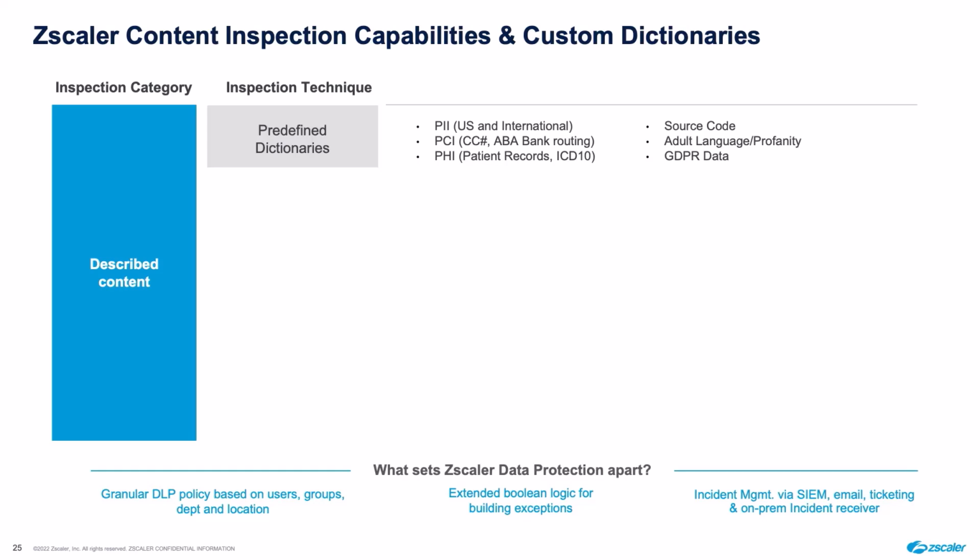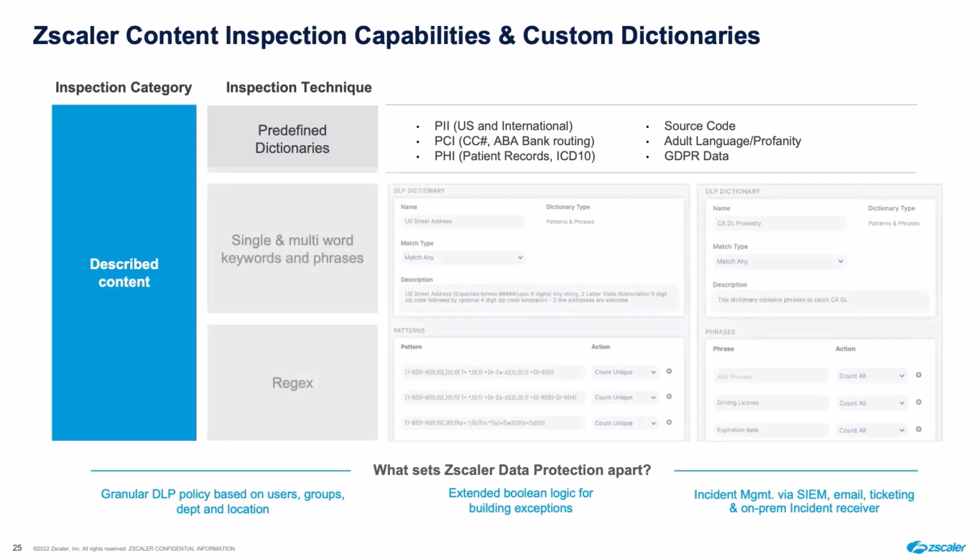Besides predefined dictionaries, we also offer a custom dictionary engine. Our customers can build their own dictionary based on different phrases, keywords, patterns and regular expressions. Perhaps you are trying to protect documents that have a header and footer called company confidential or internal use only. So you can definitely leverage our custom dictionaries for that.